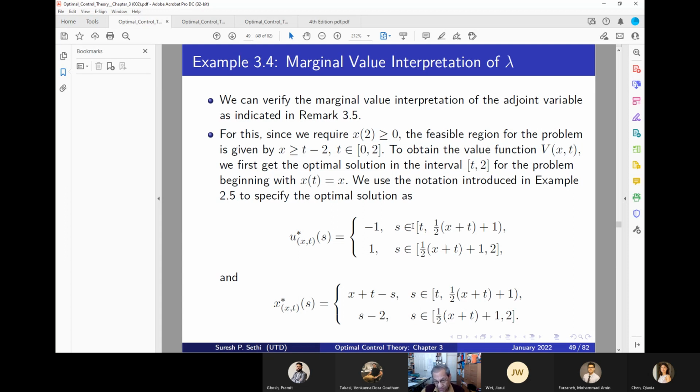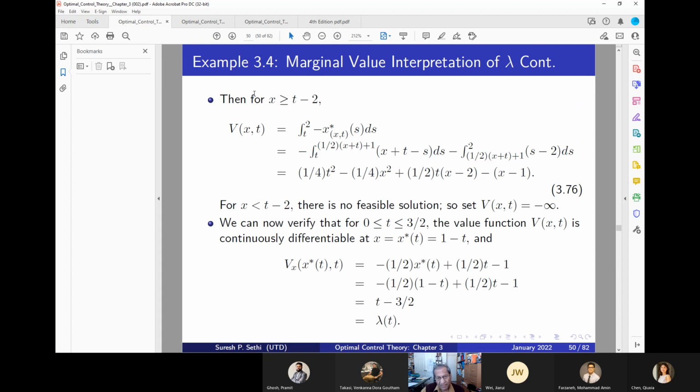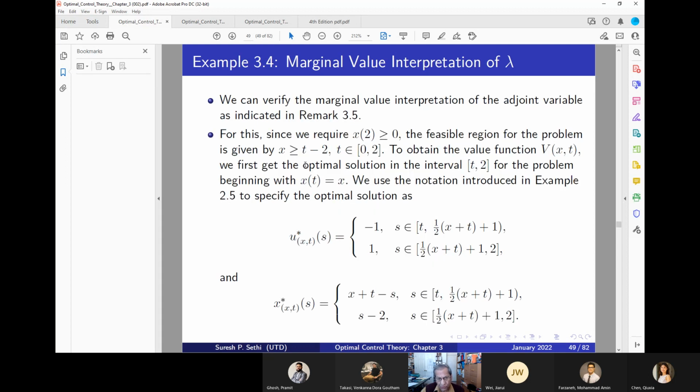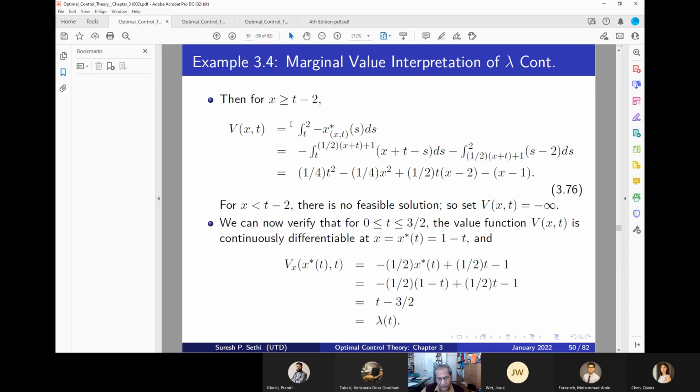So S goes from t to S star, and then S goes from S star to 2. I get my control. Once I get my control, I obviously can solve for my state. That is easy to do. This is the integral. When I have this, I put that in the objective function. And remember, this is for x bigger than t minus 2.